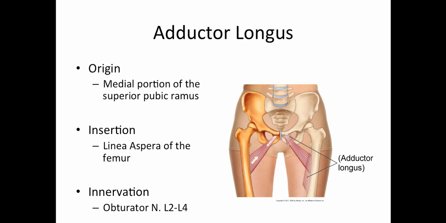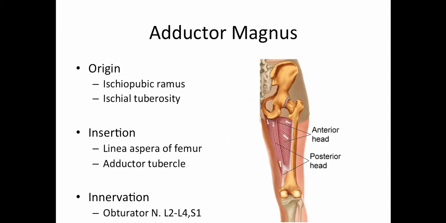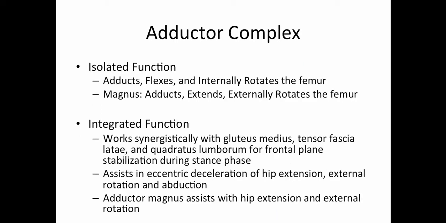The adductor longus originates on the medial portion of the superior pubic ramus and inserts on the linea aspera of the femur. The adductor magnus originates on the ischiopubic ramus and on the ischial tuberosity. It inserts on the linea aspera of the femur and the adductor tubercle. The isolated functions of the adductor complex include that it adducts, flexes, and internally rotates the femur. The magnus adducts, extends, and externally rotates the femur.